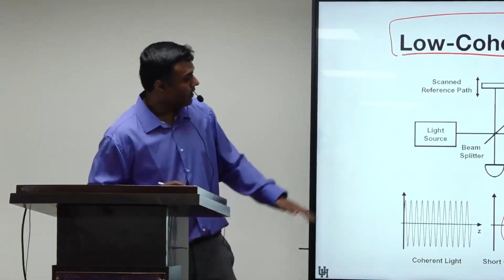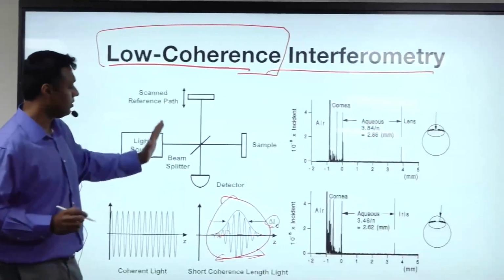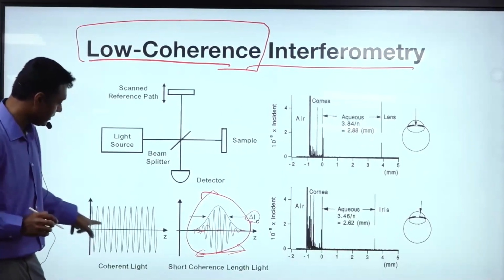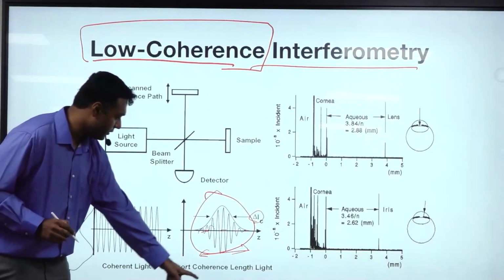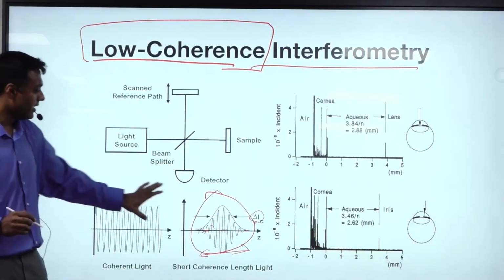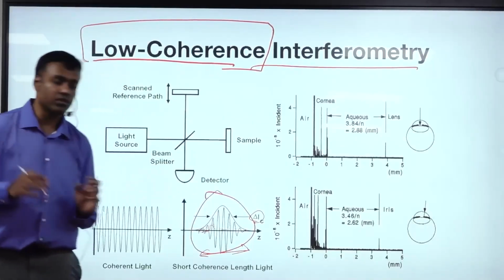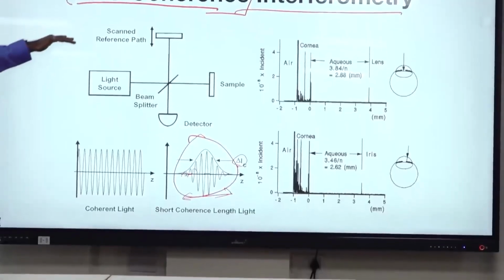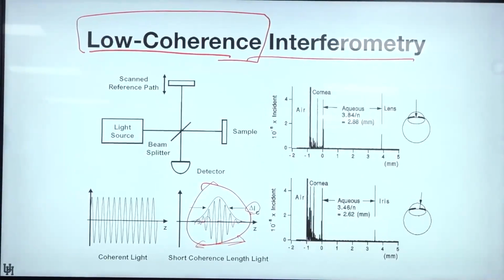So, therefore, if you use a broadband beam and do this measurement, if you have just one wavelength, it looks like this, and there is interference at all positions. But if you have short coherence length light, then there will be only one burst, at the position where there is a maximum. This way, you can scan the reference arm position and get a depth profile.